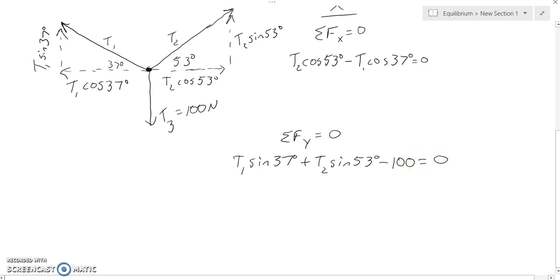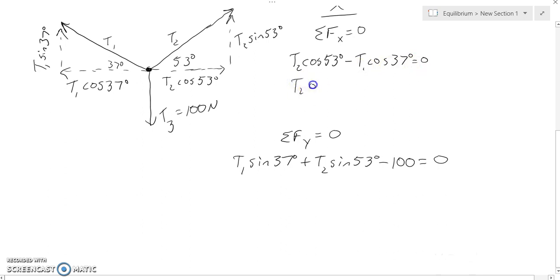That's going to equal 0. Okay, so now we still have two unknowns, but we have two equations. So I'm going to go back to the x direction, and I'm going to solve for either t1 or t2. It doesn't matter. So I'll add the t1 cosine 37 to both sides.